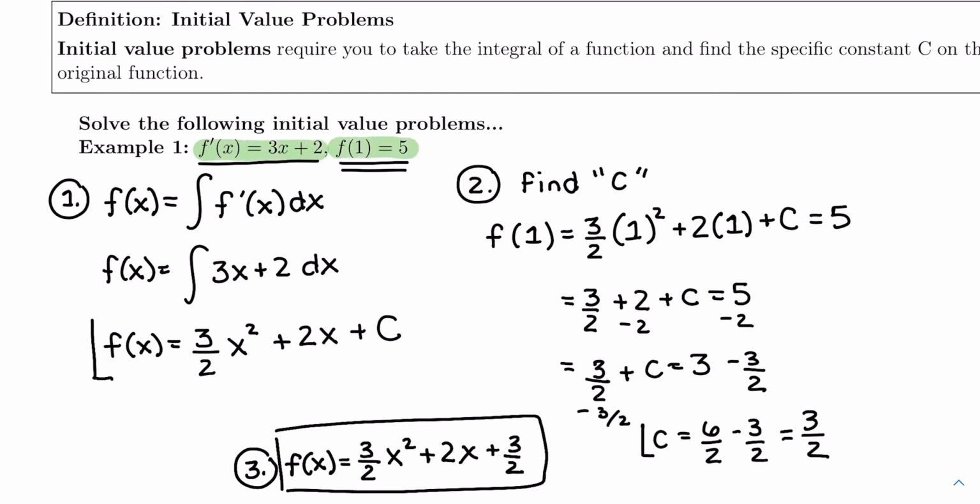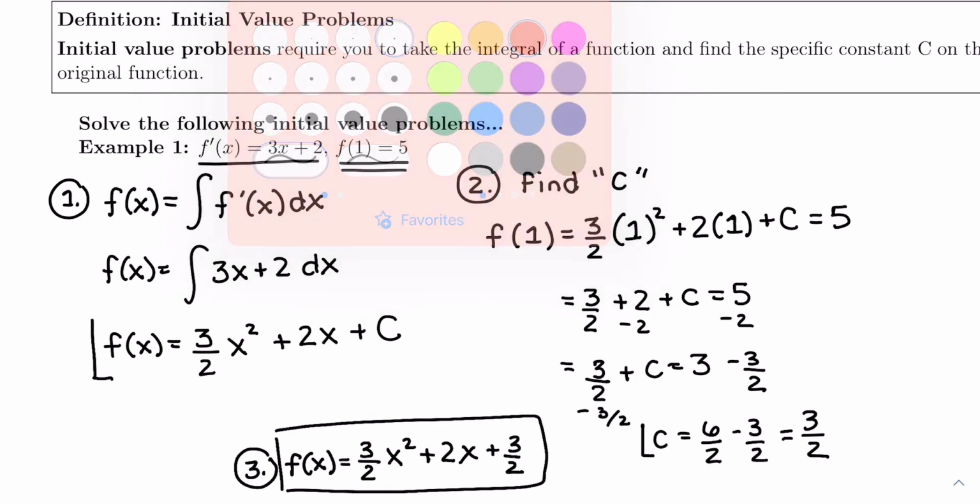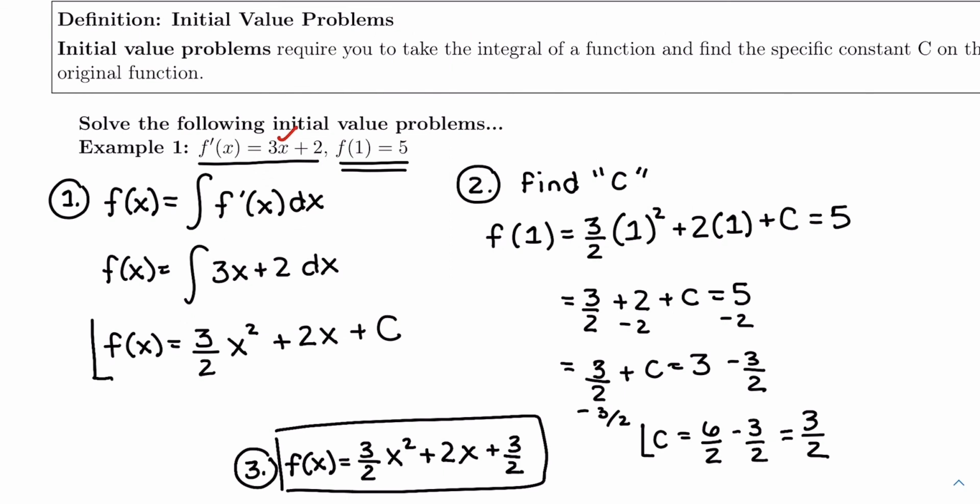Now, if we're not sure of our answers, we would take the derivative to check. We take the derivative of what we just found: the derivative of 3/2 x squared, bring down that power, 3/2 times 2 is 3, x to the first. So the first part of the derivative is 3x, which is perfect. The derivative of 2x is 2. It looks like we got that derivative right because the derivative of 3/2 at the end is a constant, so it's 0. So it definitely has the derivative.